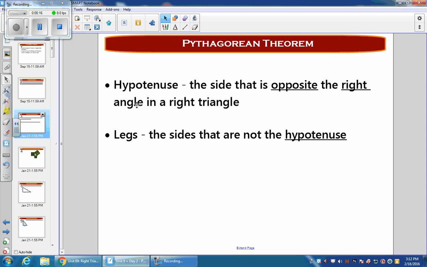Now, first we need to know what the hypotenuse is. The hypotenuse is the side that's opposite of the right angle, and the legs are the other two sides. So in a right triangle, when I have my right angle, this is my hypotenuse, and this is a leg, and this is a leg.